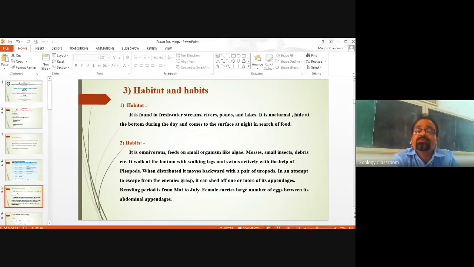When disturbed, it moves backward with a pair of uropods. Now, uropod is also one of the abdominal appendages. In an attempt to escape from the enemy's grasp, it sheds off one or more of its appendages. Now, this type of behavior is also shown by some household pests. Can you tell me an example of an animal which sheds a part of its body when it is frightened or threatened and wants to escape?